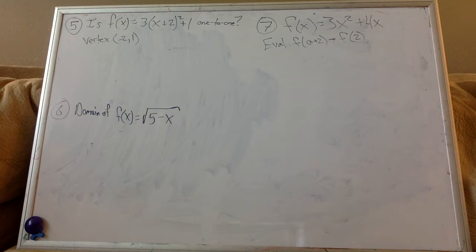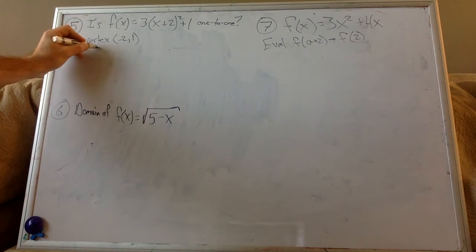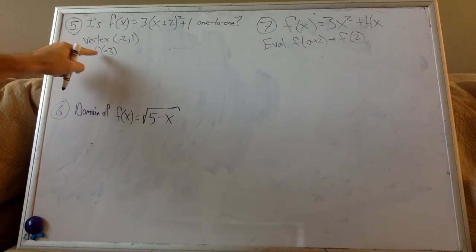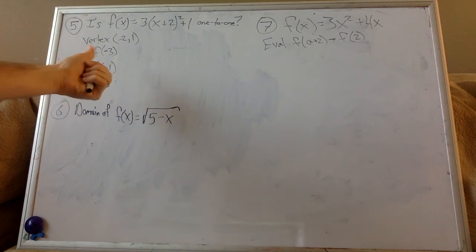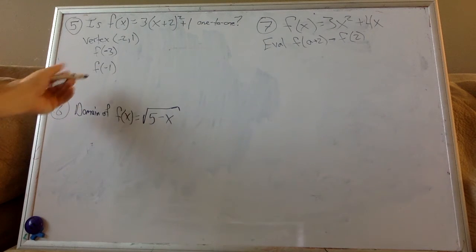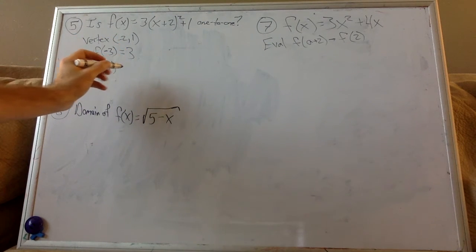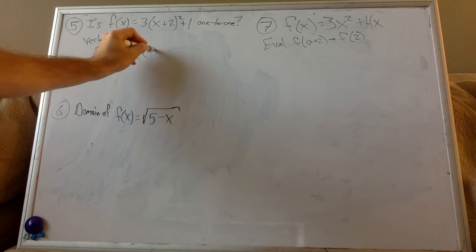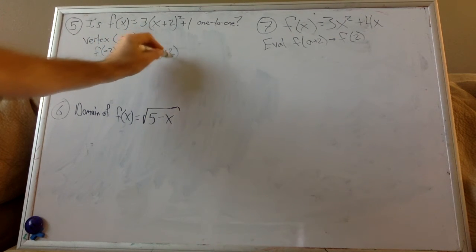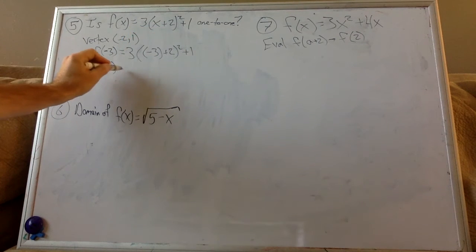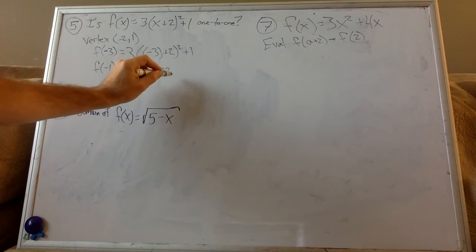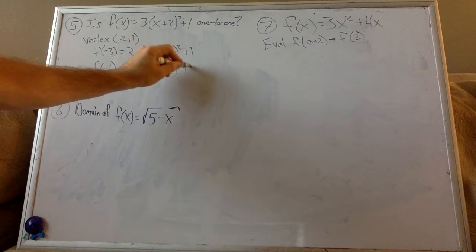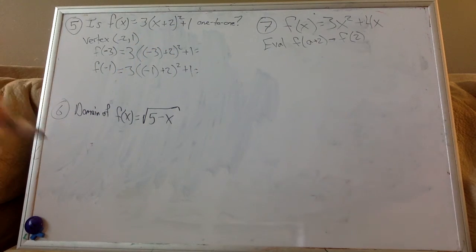So I have this vertex. Now, an easy way to determine whether my function is one-to-one, like I said at the beginning, is to move over and evaluate where x is negative 3, and where x is negative 1. Notice I'm just moving 1 to the left and 1 to the right. So when I put my pieces together, here I have 3 times negative 3 plus 2 squared plus 1, and here I have 3 times negative 1 plus 2 squared plus 1. And I don't have to go very far.